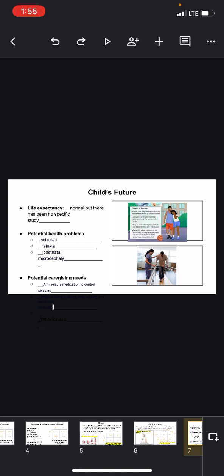I've pulled together some general information about your child's genetic disorder to help you both understand what your child's future could look like. The typical life expectancy for individuals with this disorder is unknown. Some common health problems associated with the disorder are seizures, ataxia, postnatal microcephaly, and eye movement abnormalities. Your child may need specialized caregiving such as anti-seizure medications to control seizures, physical therapy to help with walking problems, and wheelchairs.